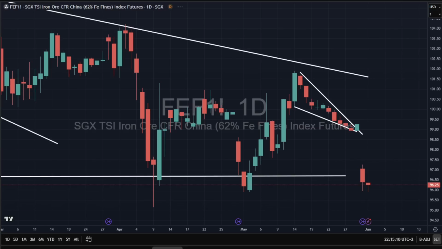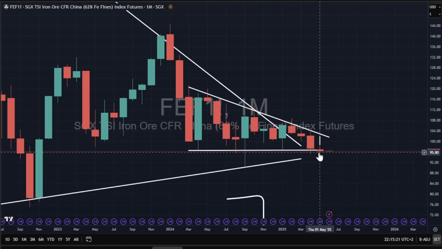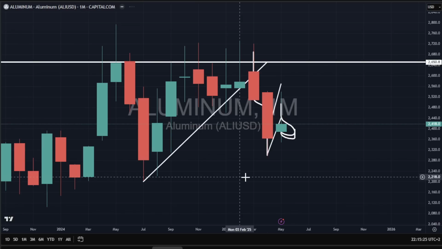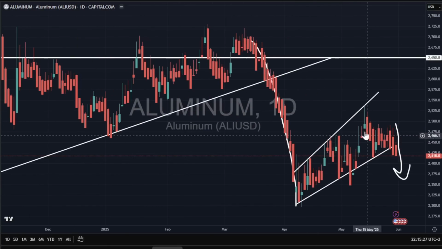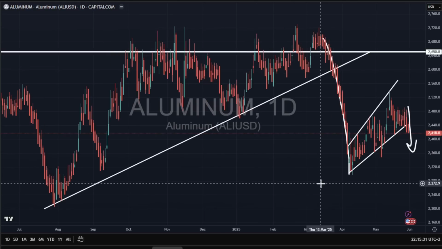We've got iron ore down 0.16, and yesterday was the contract switch. So sometimes you get these big gaps when they do these contract switches, but still squeezing, still looks good, still holding on. Aluminum down 0.1%. This one's got a bearish flag pattern, and that still looks like it could go lower in the short term.